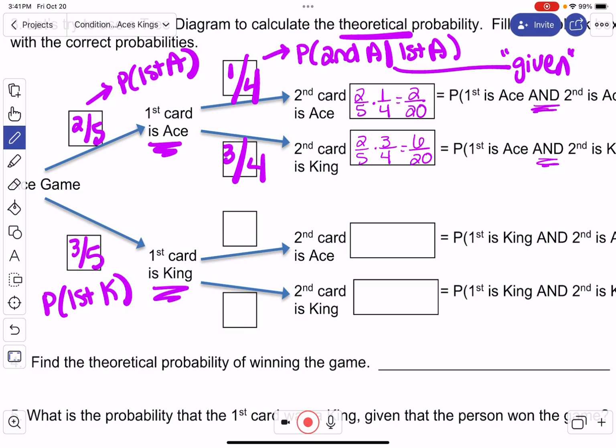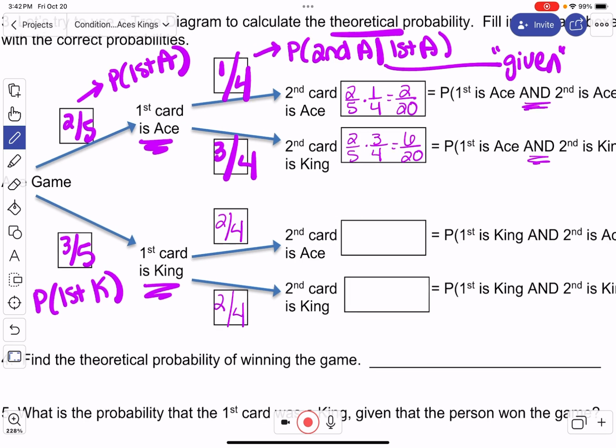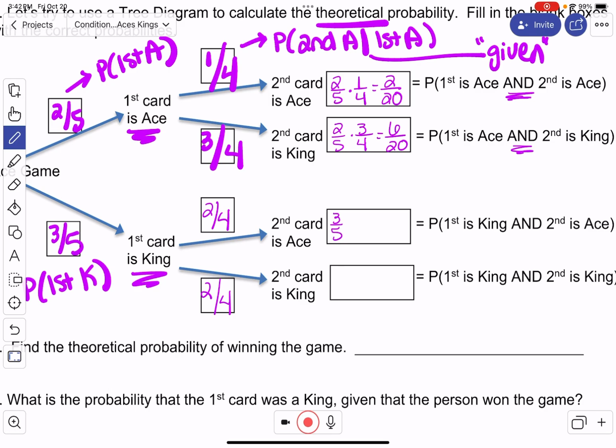All right, so then the next one. If the first card we picked was a king, if the second card we pick is an ace, well, all of our aces are left. We have 2, but again, we've already drawn 1 card, so there's only 4 left. If we draw a king on the first one, now there's only 2 kings left, and a total of 4 cards left. So that's the probability of picking a king on the second draw. If we get these probabilities, we do the same thing as before. We'll do our 3/5 times 2/4, and we'll get 6 out of 20. And we'll do our 3/5 times 2/4, and that will also be 6 out of 20.